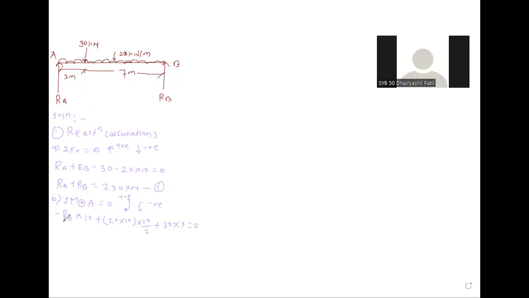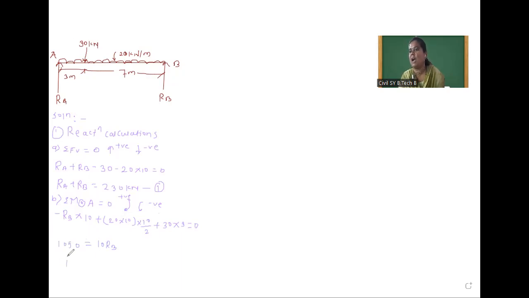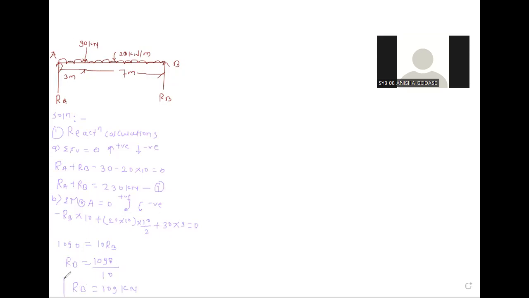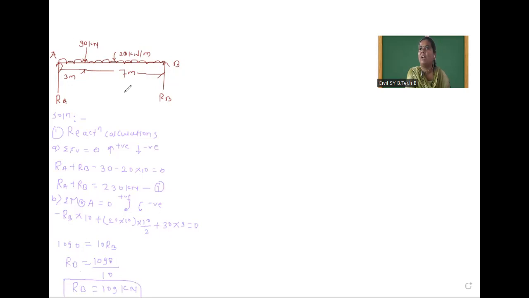Now we shift minus RB into 10 to the right side. So you make the calculation: 20 into 10 into 10 by 2 plus 30 into 3. How much? 1090. Okay. So RB equals 1090 divided by 10. So RB equals how much? 109 kilonewton. Now we put this value of RB in equation 1 and calculate the value of RA.